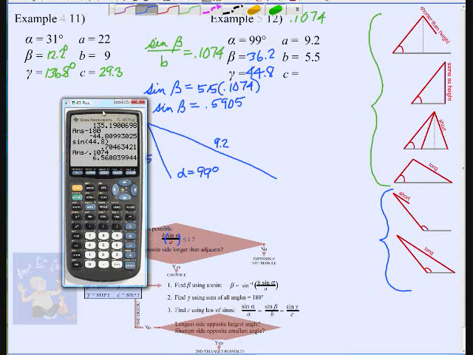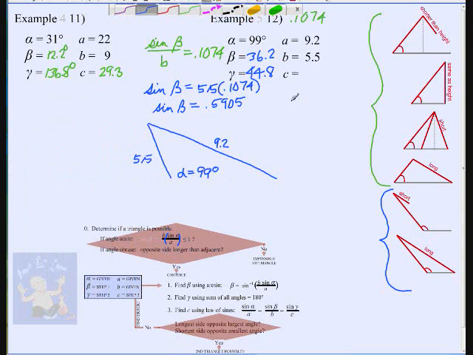Six point six. Let's say 6.6. Now, of course, we ask ourselves, does it make sense? The largest angle has the longest side. The smallest angle has the shortest side. So that's looking pretty good.